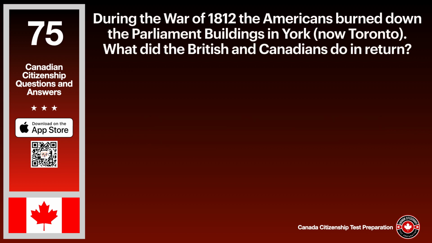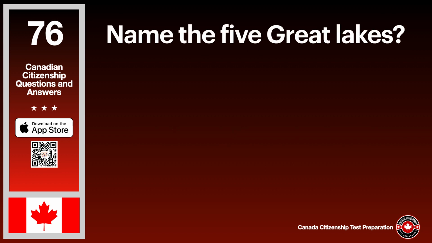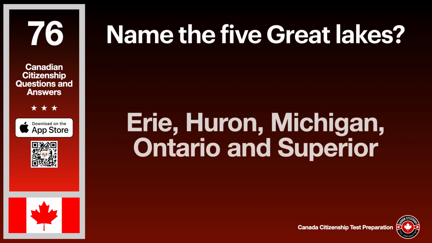During the War of 1812 the Americans burned down the Parliament buildings in York, now Toronto. What did the British and Canadians do in return? The answer is they burned down the White House in Washington, D.C. Name the 5 Great Lakes. The answer is Erie, Huron, Michigan, Ontario and Superior.